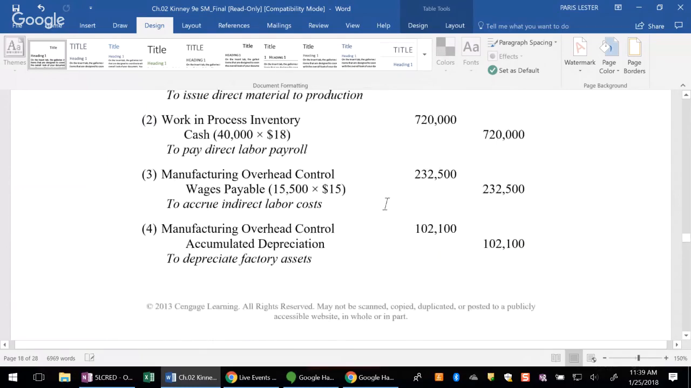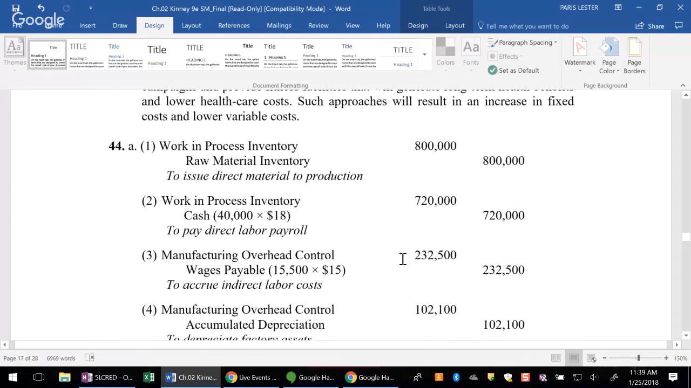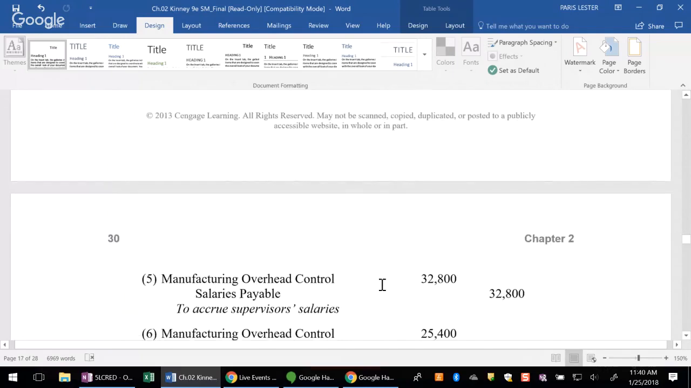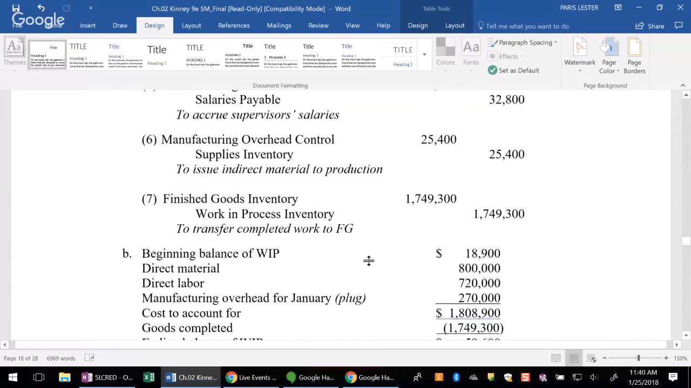It better. Let's go. Can I go back up again? I'll just add them up real quick. 232.5, plus 10, 1021. Oh boy, we'll see. That's already 300. That's already 334.6. All right, add 32.8, and add 25.4. That's 392,800.